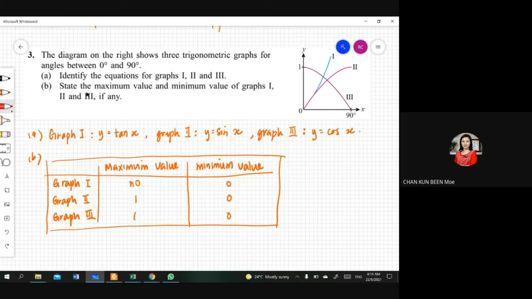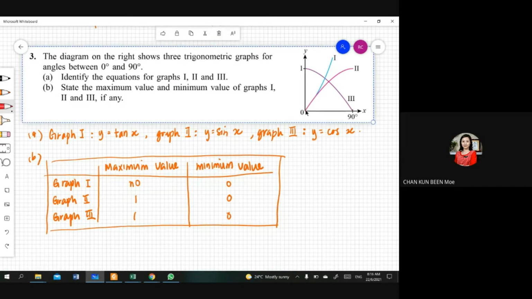Now, B, state the maximum value and minimum value of graphs 1, 2, 3, if any. Meaning, over here, you have to refer to this graph and then state the maximum and minimum values. So graph 1, this one over here, tangent is going up. So we don't have any maximum value, because previously you already noticed the maximum value is infinity. Okay, it's undefined. Therefore, there's no maximum value. Same with the minimum value. There is a minimum value. The minimum value, it cuts through the y-intercept here. It is 0.